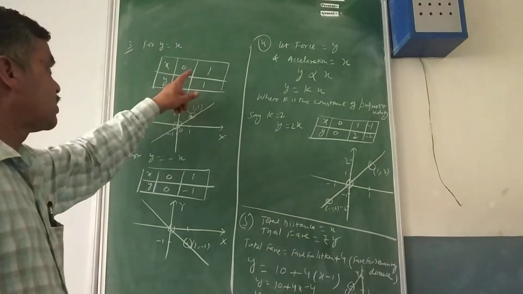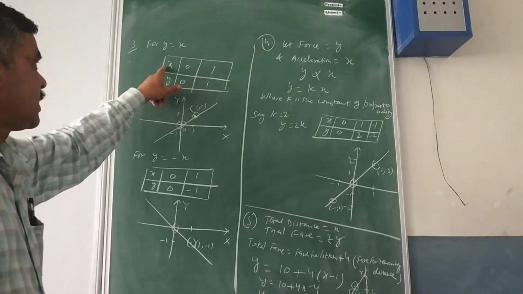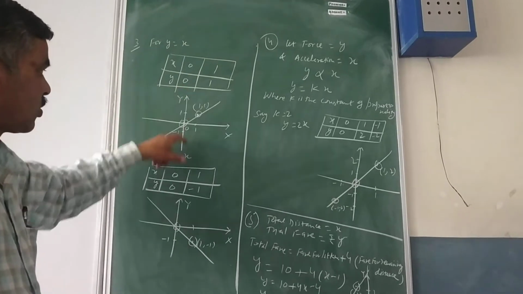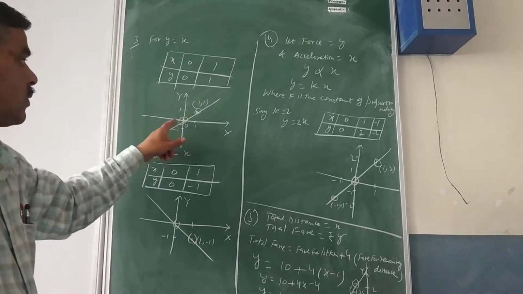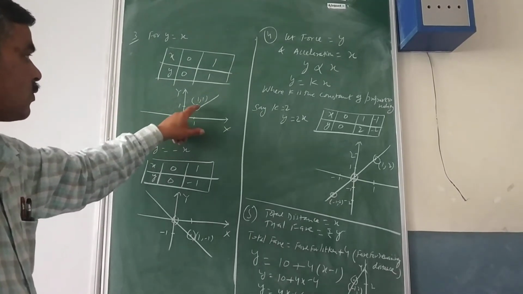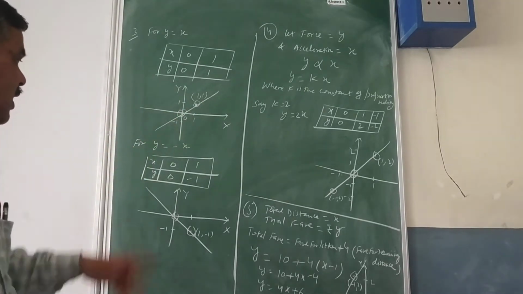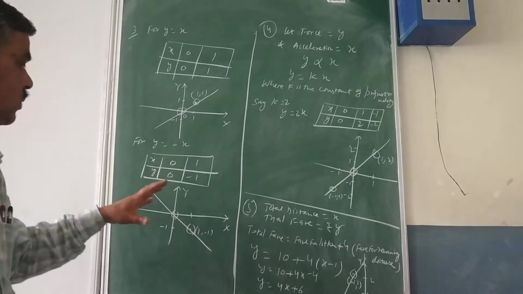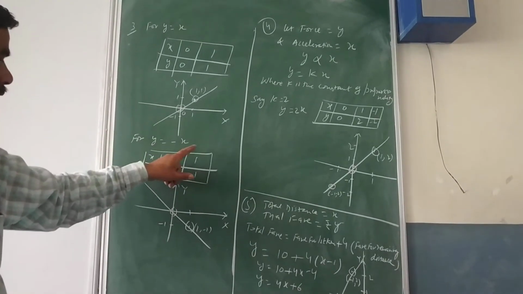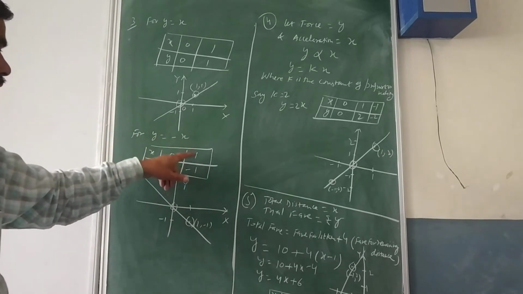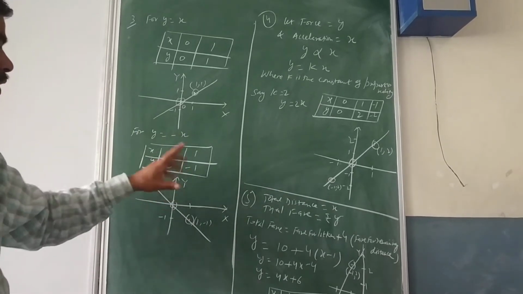Next, y is equal to x. You write the points: if x is 0, y will also be 0; if x is 1, y also will be 1, and draw the graph for this. For 0 and 0 this will be the point, for 1 and 1 this will be the point. Draw always on the straight line. And secondly, you have to draw for y is equal to minus x. If you put x as 0, again y will be 0. If you put x is equal to 1, y will be equal to what? Minus 1.